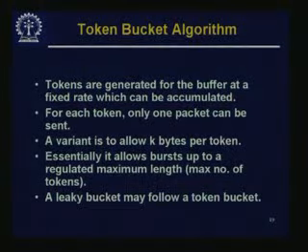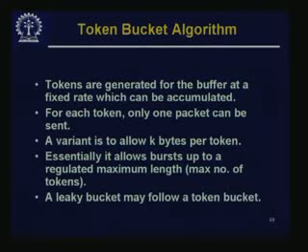So, the longer time average is held, because there is a limit to the number of tokens you can accumulate. After that, you cannot accumulate tokens anymore. At the same time, a little bit of burstiness is allowed, because if your source is inherently bursty, allowing some amount of burstiness will improve the throughput. For each token only one packet can be sent, but tokens can be accumulated up to a certain maximum. A variant is to allow k bytes per token. Essentially, it allows bursts up to a regulated maximum length, that is, the maximum number of tokens.